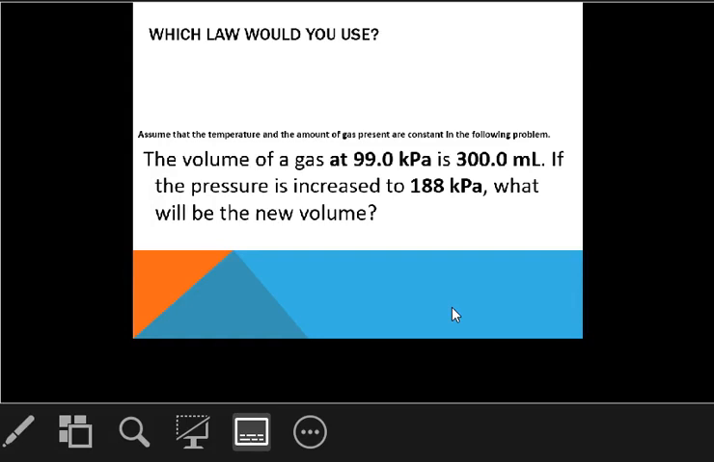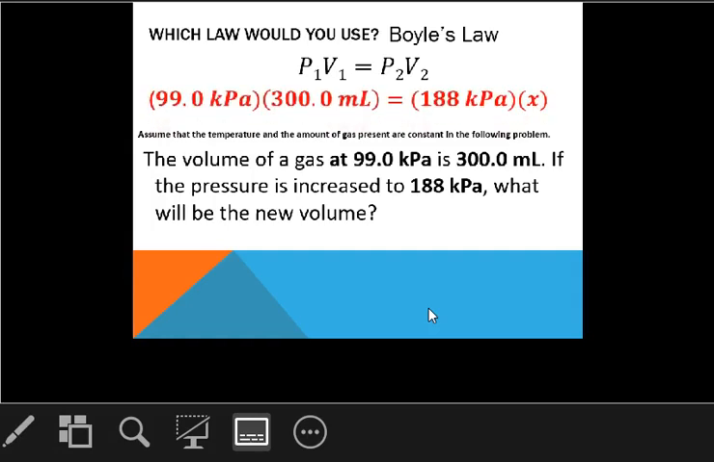Which law would you use to solve this problem? Do you see immediately that you have two different pressures? And they're asking you to have a change in condition. What will be the new volume? So this is not a PV equals nRT problem. I have pressure and volume only. When I only have pressure and volume, it's a Boyle's law problem. That's PV equals PV.